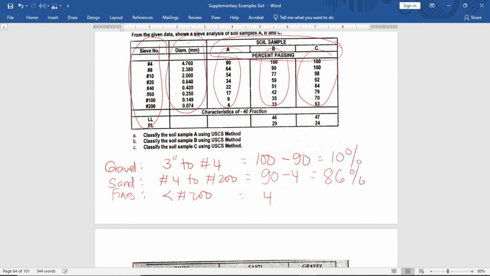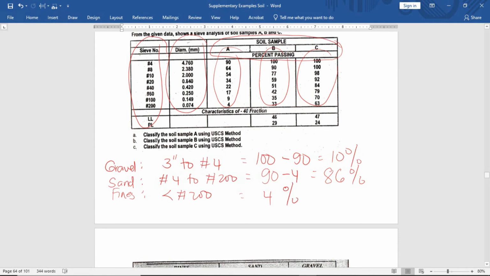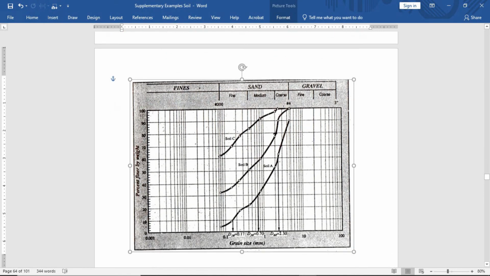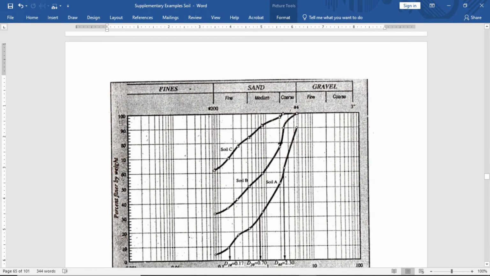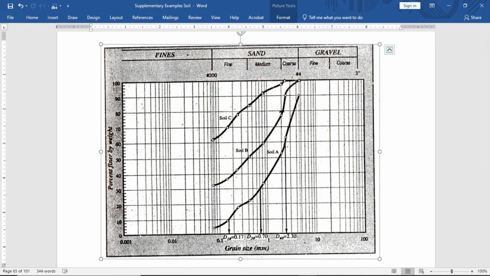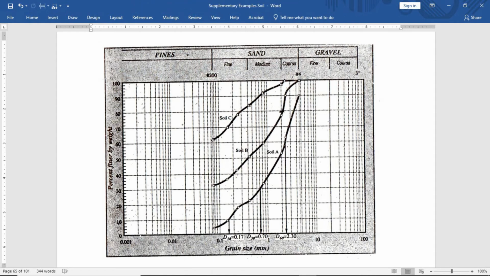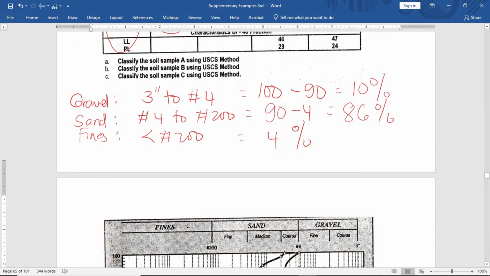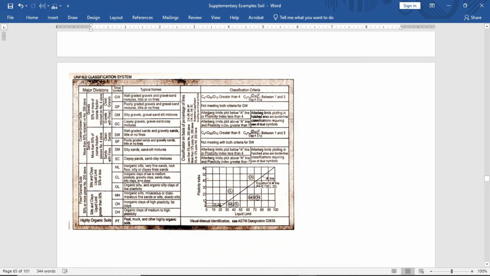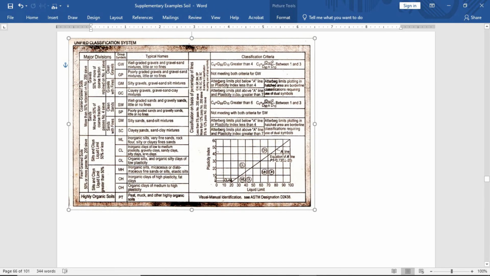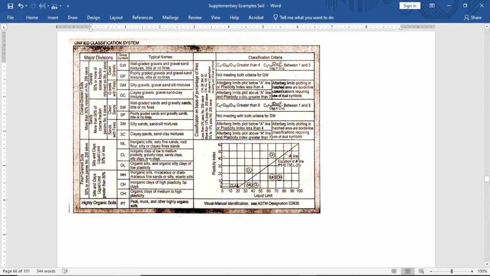So, we now have the percent of gravel, sand, and fines. After that, this table is also given. Take a look. That is our table. Please maximize the graph, the pixel. Since we already have that, I will give you a new table again for the USCS.